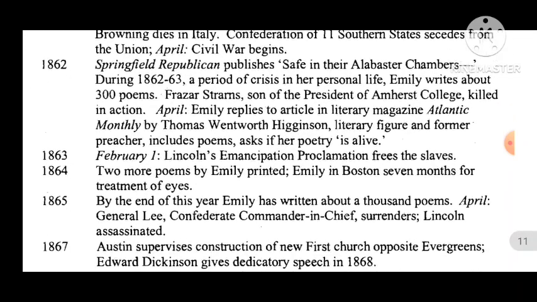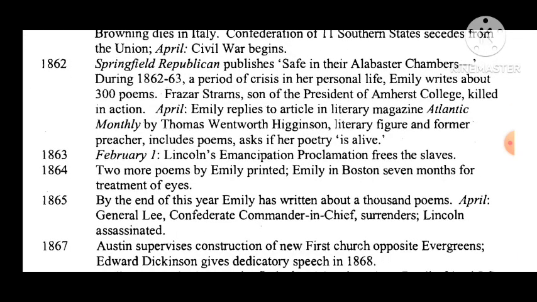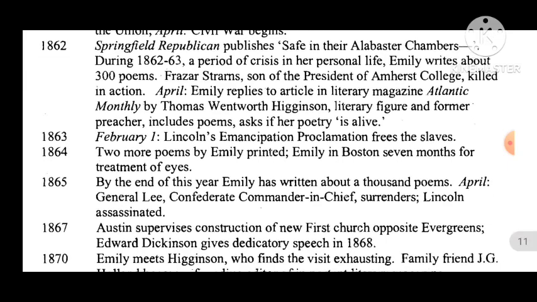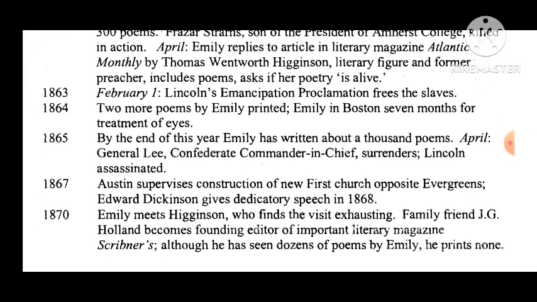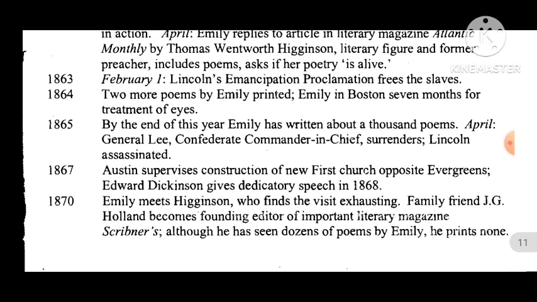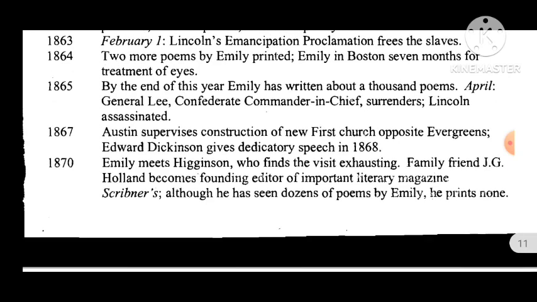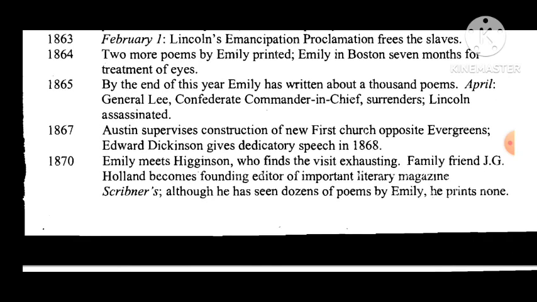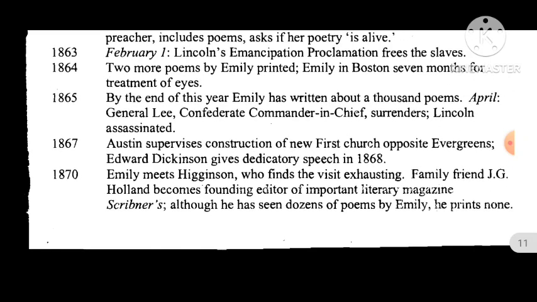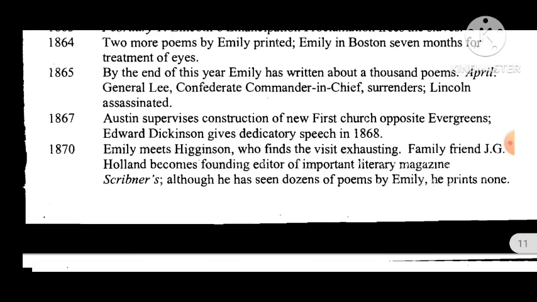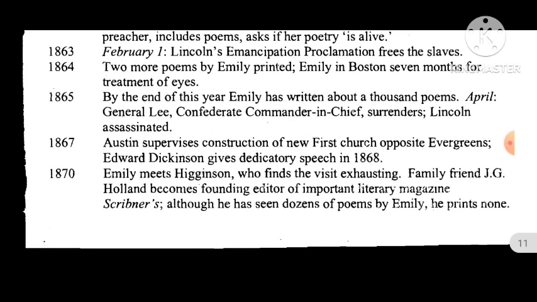1862, the Springfield Republican publishes Safe in their Alabaster Chambers. 1863, February 1, Lincoln's Emancipation Proclamation frees the slaves. Then 1864, two more poems by Emily are printed. Emily is in Boston for seven months for treatment of her eyes. 1865, by the end of the year Emily has written about 1,000 poems.